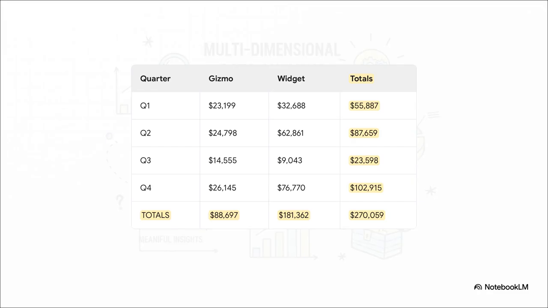Okay, now this is where things get really powerful. We're combining 2 dimensions here, product and time. And suddenly we're uncovering way deeper insights. Look at Q3. Sales for both products just took a nosedive. The big question is why? And then boom, in Q4, widget sales just exploded. This right here is where real analysis starts. We're not just looking at numbers anymore. We're spotting trends and asking those really important questions.